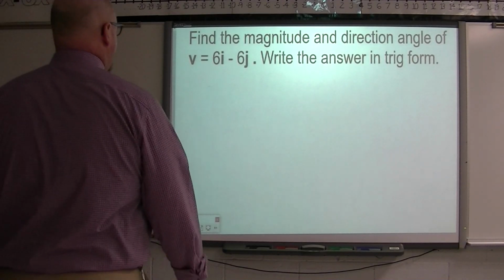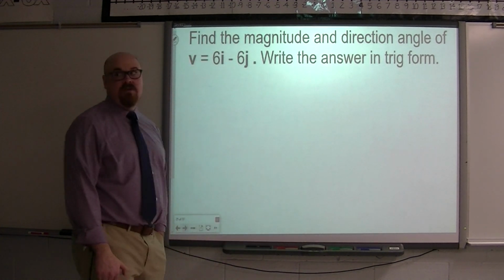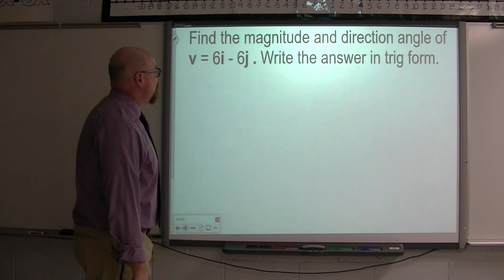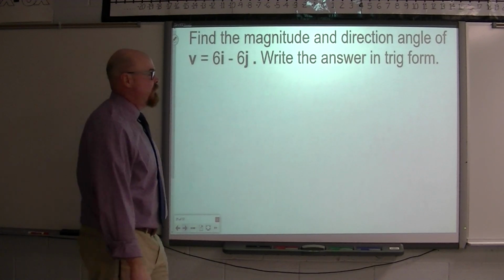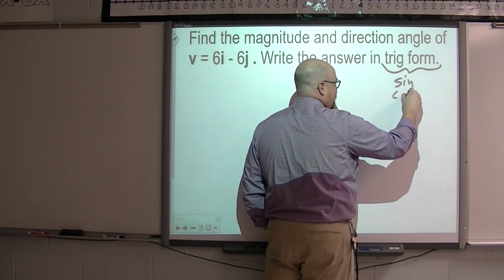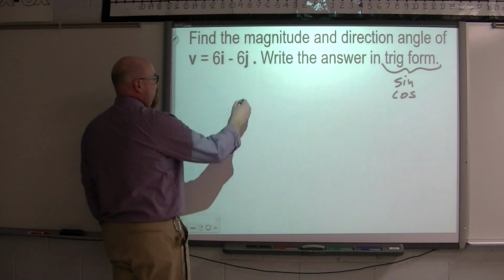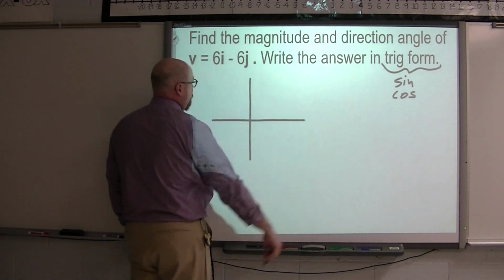Okay, here we go. Find the magnitude and direction angle of this vector, which has a horizontal component of 6 and a vertical component of -6. Write the answer in trig form. Trig form is what we're talking about. That's when we have the sine and the cosine values written in the component. Okay? So first things first, good problem solvers, draw pictures.